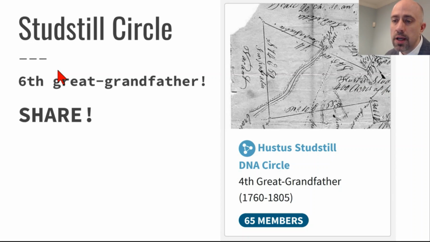Here's another example. Here's a Studstill Circle. I'm a descendant of Hustis Studstill, and that's a big tongue twister for me. He is my 6th great-grandfather. How do I have this DNA circle? I didn't get it by testing parents or grandparents. I'm not supposed to have 6th great-grandparent DNA circles, but because I'm sharing with a distant cousin who has this DNA circle, I have access to the Hustis Studstill DNA circle.